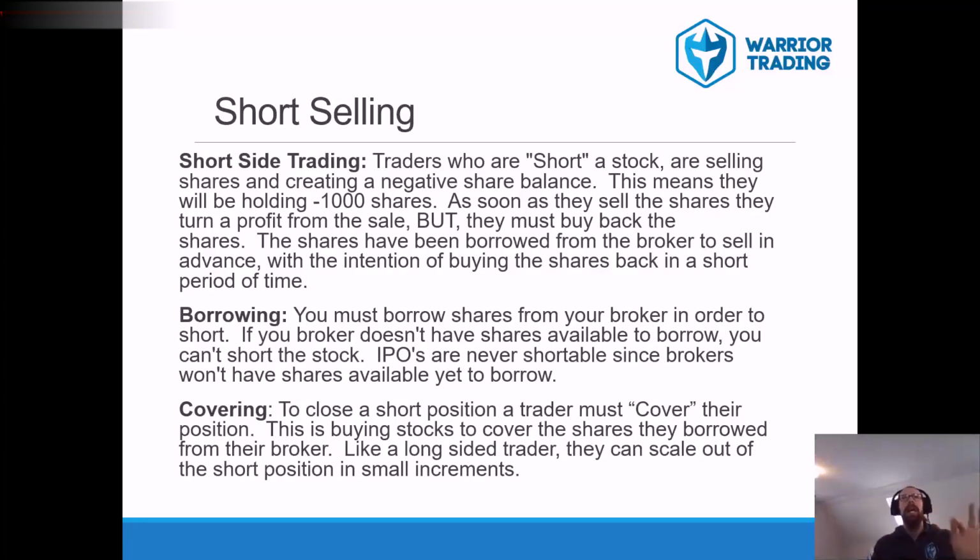Traders who are short a stock are creating a negative share balance. That means they're selling the share, right? To sell those shares, they have to borrow them from their broker, which is kind of interesting. Your broker provides the inventory for you to short these stocks, for you to go negative on them. You can always buy a stock, but you cannot always short a stock. Your broker has to be able to give you shares to borrow. Okay, so that's what borrowing is called. Borrowing is when you borrow shares from your broker in order to short it. If your broker doesn't have shares available to borrow, you can't short the stock.